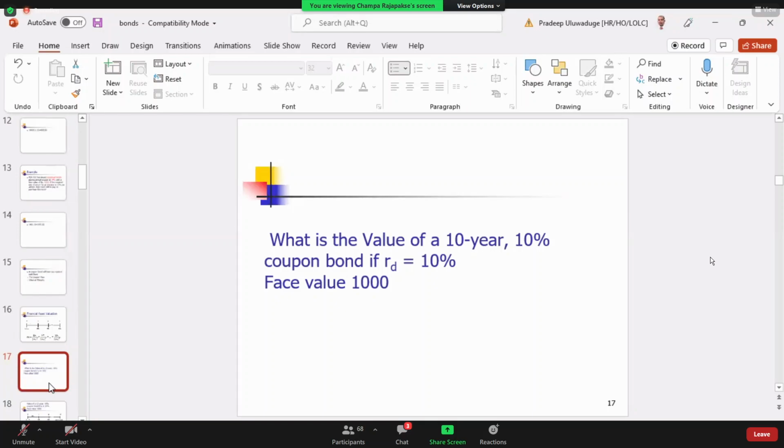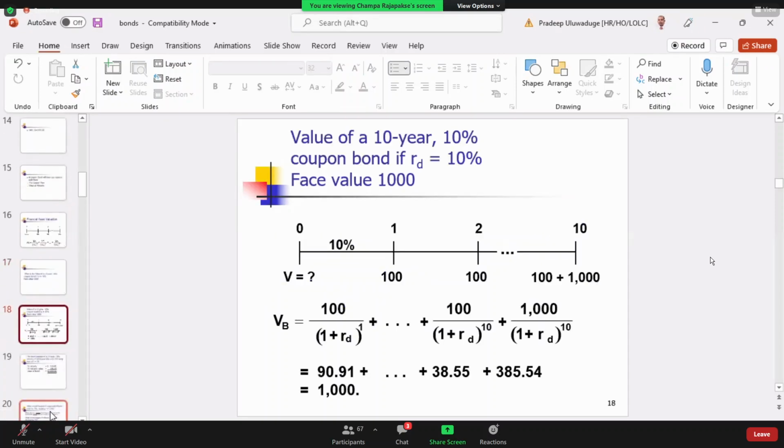So there are two types of cash flows. The coupon flow, which is the 100 rupees that you will receive for 10 years. And the other cash flow is the 1,000 rupees that you receive at the end of the 10th year. So you have to calculate the present values separately.